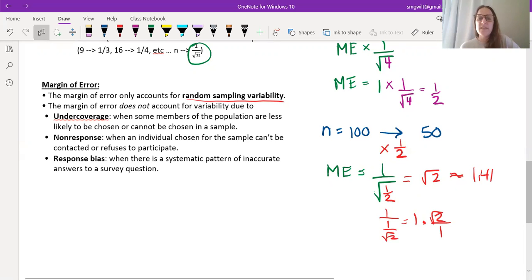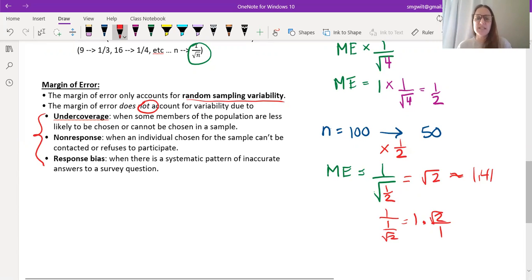If it says what is not accounted for by margin of error, then you have 3 possible options. So you'll have these 4 options for every problem. Remember, if it says the word not, it's going to be one of these 3. If it doesn't say not, it's random sampling.